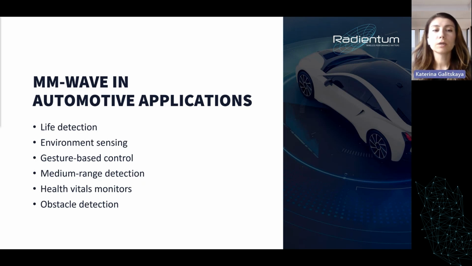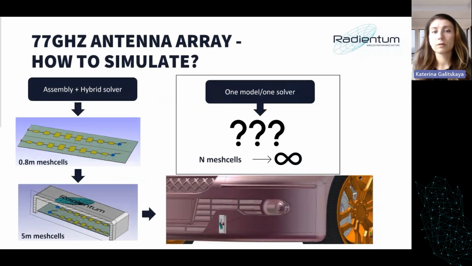So on the next slide, we can see that at such high frequencies, simulation with the environments becomes really tricky. But also you cannot just neglect the environment. On these frequencies, you really want to take the environment into account. And a full car model can be around 1000 wavelengths at 77 gigahertz, which makes, as you can imagine, the mesh very, very dense.